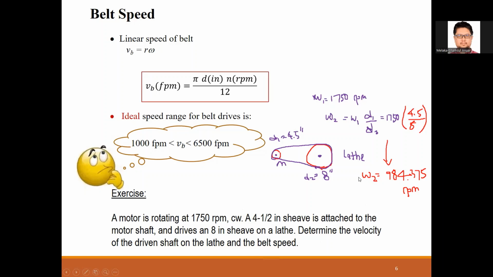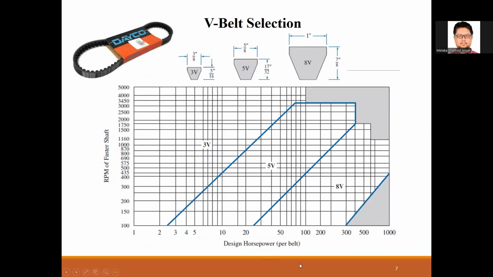I think that should be very easy to do. We basically want to find omega 2 over here. Our input is 1750, and omega 2 is found to be about 984.375 RPM. So it should be reducing from 1750 to 984. Okay, so it goes down.